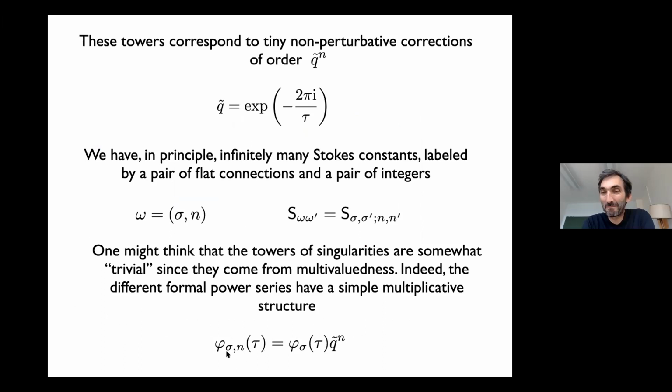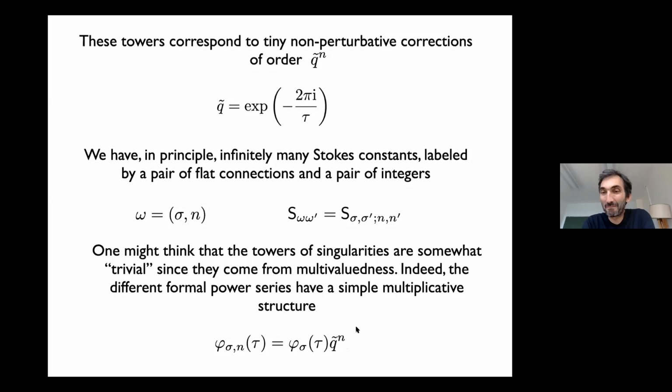So you have a sector phi labeled by sigma and n. It turns out that this series is going to be a product of the classical asymptotic expansion phi of sigma, the one that you would obtain by doing a standard saddle point analysis of this integral, times this factor q to the power n. So from the point of view of this formal power series, the structure is very simple. In a sense, you can see that these additional singularities do not change the expansion itself. They just change the classical part of the trans-series, but they don't change the perturbative coefficients.